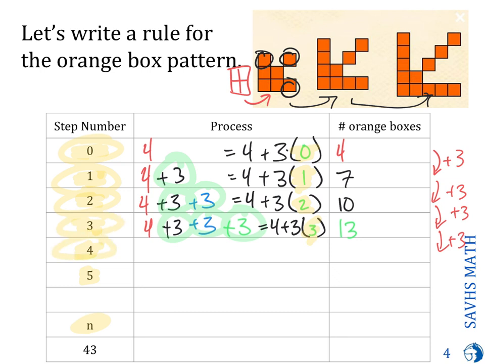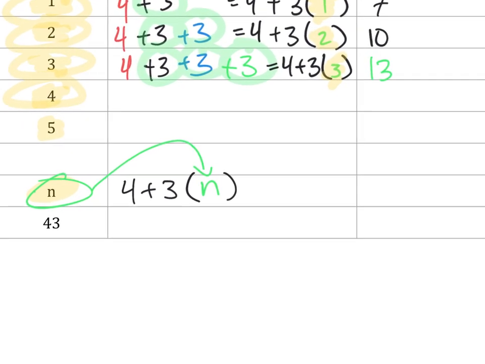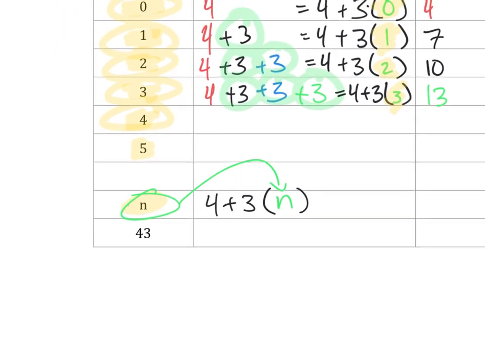And so now I'm like, ooh, that makes me really excited because now I have a way to write my rule. If I was looking for any step number, I could just say 4 plus 3 times n, because the n is the step number. So if I wanted to know what was happening in step 43, I could just copy this down, but write 43 here instead.